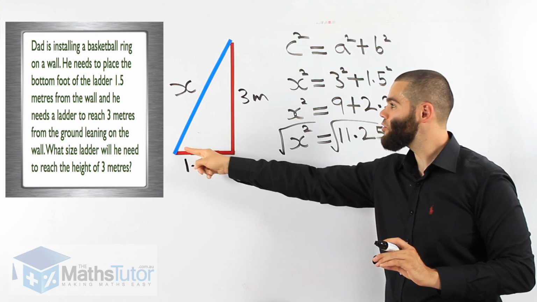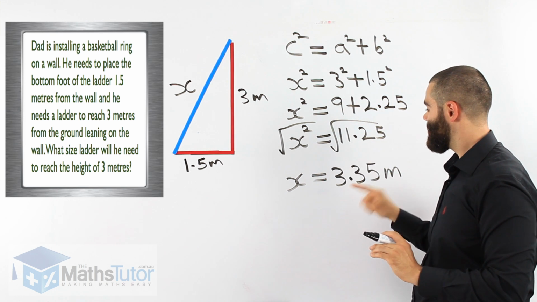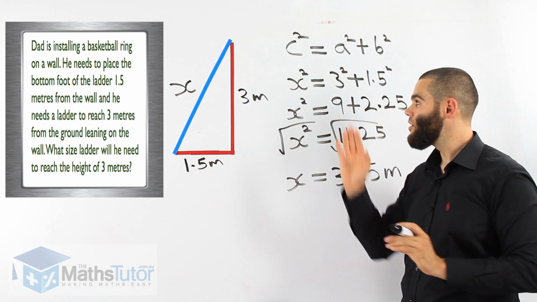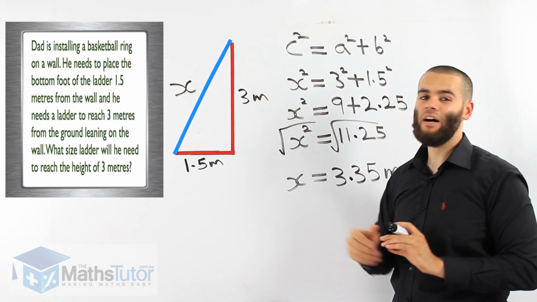We are working out the hypotenuse. We simply use the hypotenuse formula. We square root it at the end. 3.35 meters is the size of the ladder that we need to install this basketball ring 3 meters high above the ground.